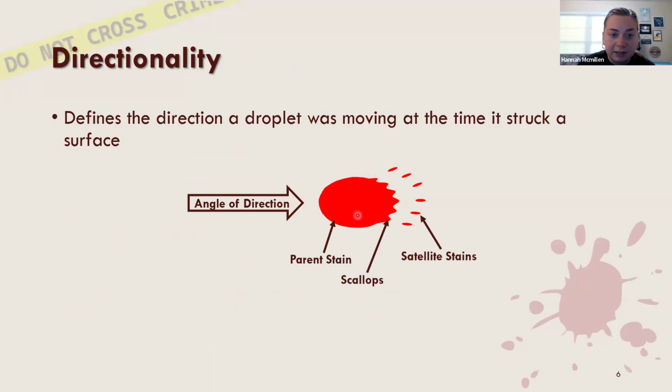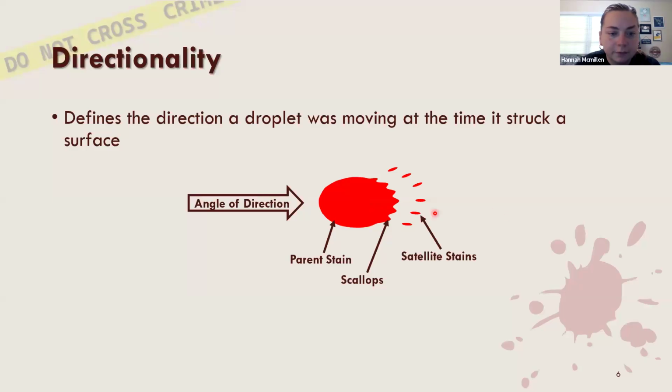So here we have the parent stain, which is essentially just the most whole looking stain in and of itself. So we have the parent stain, then we have the scallops coming off, and that gives you an idea of the direction that blood was traveling, as well as the satellite stains that are coming from the scallops. So because of the way that the blood fell as it was coming from that angle of direction this way, the parent stain up here is going to be relatively whole, but it's going to spatter and create those satellite stains.